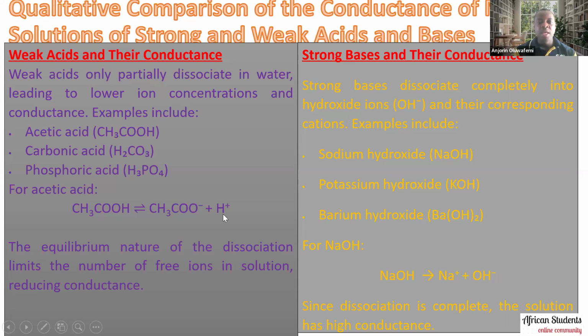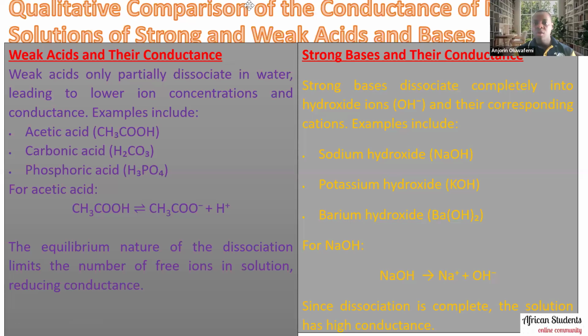You get. So now when that happens, you discover that because the dissociation is not complete, it will impact on the conductance of weak acid. So weak acid, basically, because they have partial dissociation in water or in solution, they tend to have reduced conductance compared to their strong acid counterparts. You get. All right, so that's regarding that.